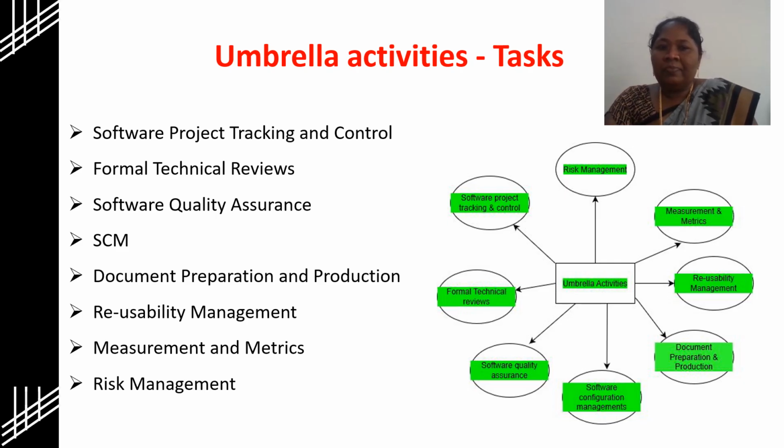So software project tracking and control, formal technical reviews, software quality assurance, software configuration management, document preparation and production, reusability management, measurement and metrics, risk management. All these come under the umbrella activities. Any software, you must have an answer for all these. You must incorporate all these inside your development phases, so that your product will be a successful product in the market, and people will trust and keep using your application for a long time. So all these are called umbrella activities.